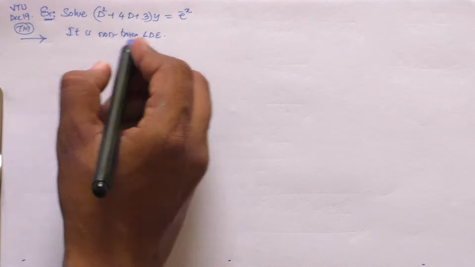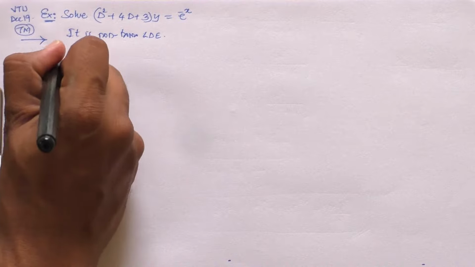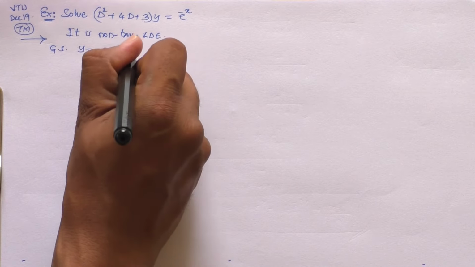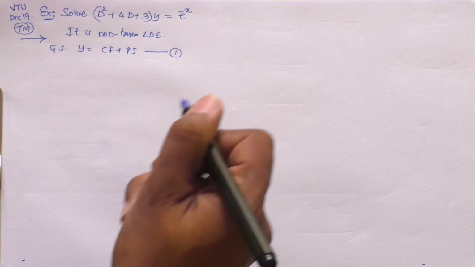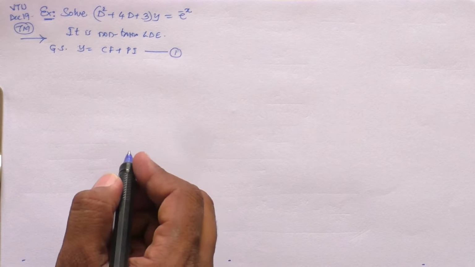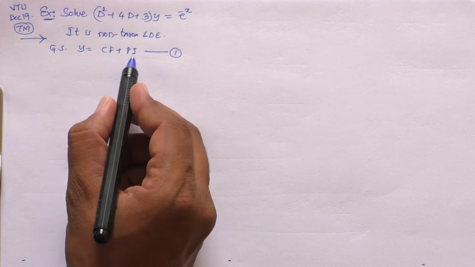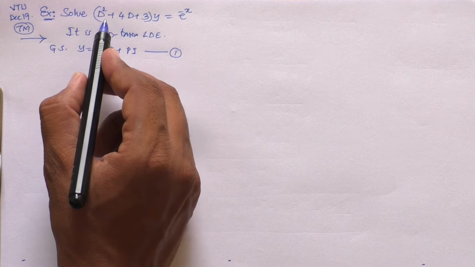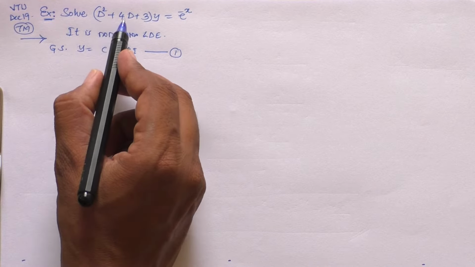If non-homogeneous, we know the general solution is y equal to CF plus PI. So the solution is CF plus PI. Let us find out CF and PI separately. First find out CF. For that refer LHS. Here we have D square plus 4D plus 3.